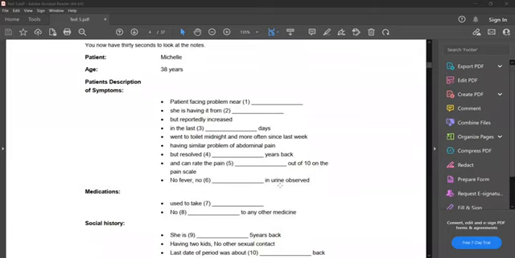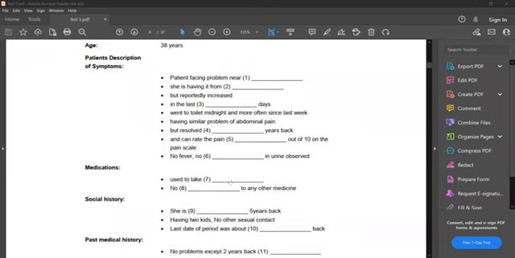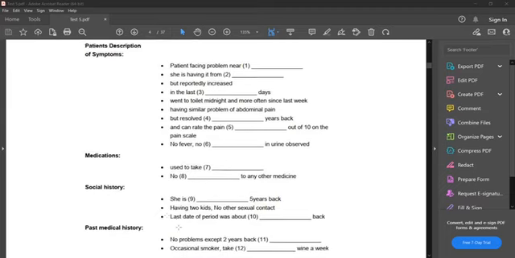No fever, no dash in urine observed. So that could be something like redness or something that is present in urine, but that was not there. That is why a no is used there. Medications, you should take some kind of medicine. The name might be specified. No dash to any other medicine. That could be an allergy.